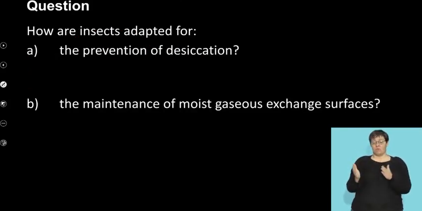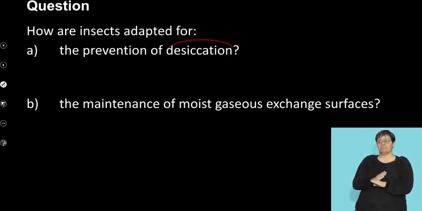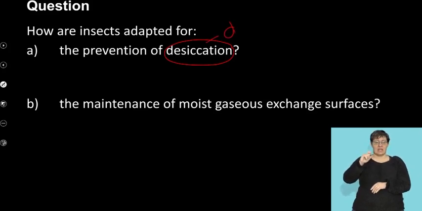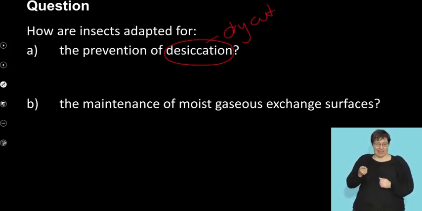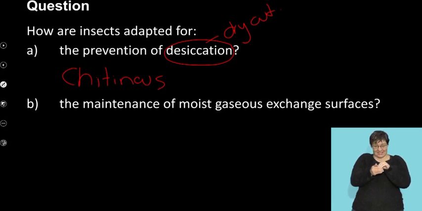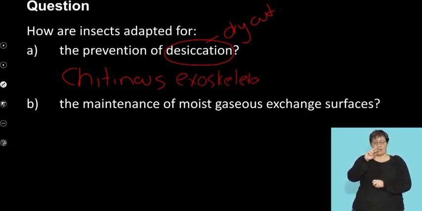Here are just simple questions that we could put out to you. The first one: how are insects adapted for the prevention of desiccation? Desiccation means to dry out. And how are insects prevented from this? Guys, they have that chitinous outer layer, and that is why they needed the tracheal system. They have this exoskeleton. And what happens is that oxygen and carbon dioxide can't get through their body.